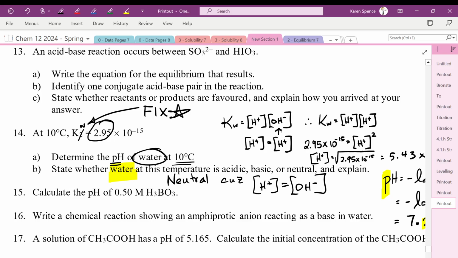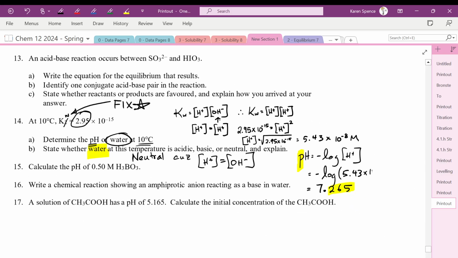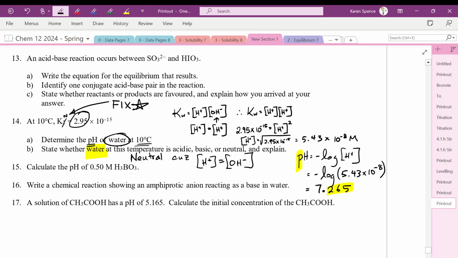At room temperature, Kw would be 1 times 10 to the negative 14, pH would be 7, and it's still neutral, because if it's pure water, H and OH are always the same, so it's always neutral. Doesn't matter the temperature, doesn't matter the pH, doesn't matter the pOH. What will happen here is that our pH is 7.265, our pOH will also be 7.265, and that means our Kw will be something like 14 point 5-ish.